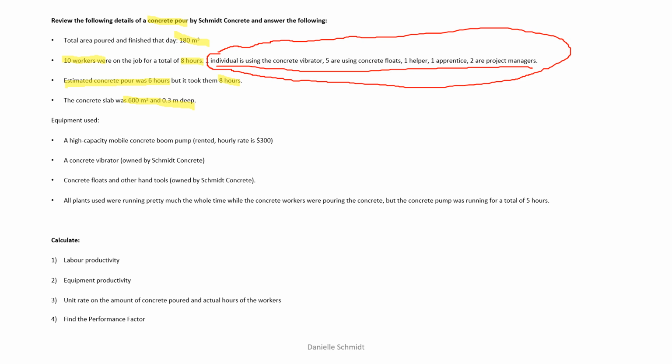I did have some students asking, so during the tutorial when we did a similar question, I had some students asking about the units. It's quite easy to go astray in these questions based on units. So we're going to do a quick recap again, just so that everyone's on the same page. We've got two key lines here I want you to look at. Total area poured, 180 metre cubed, and then the concrete slab size.